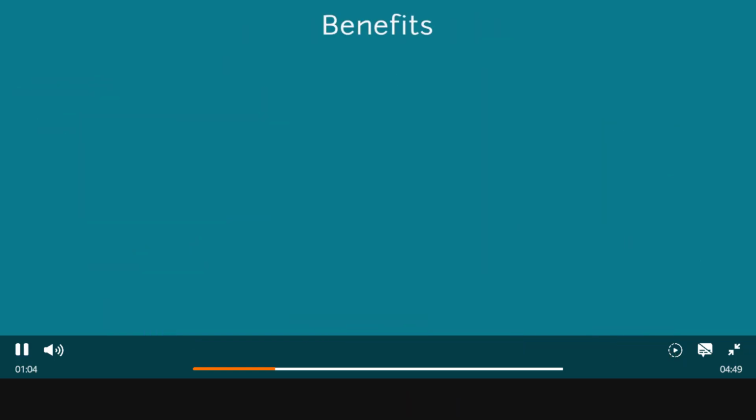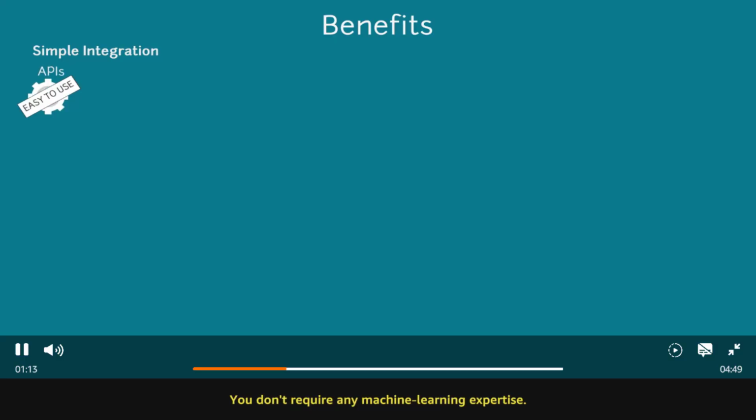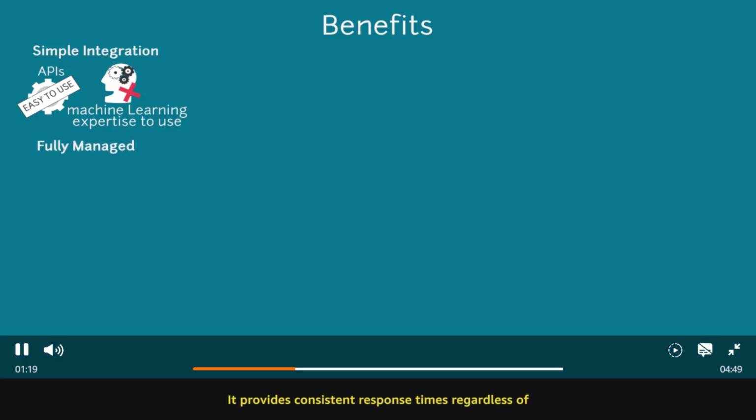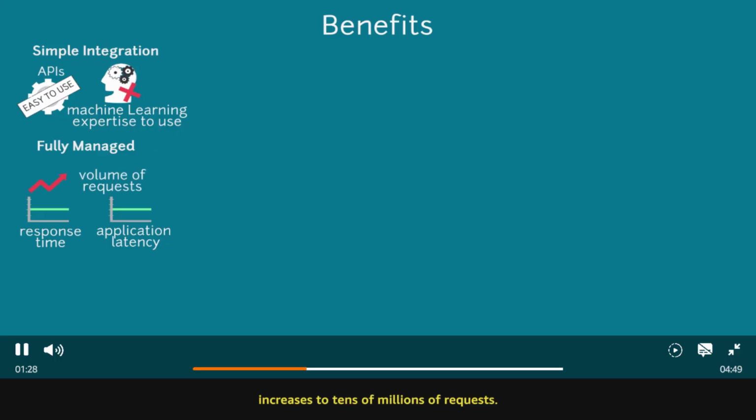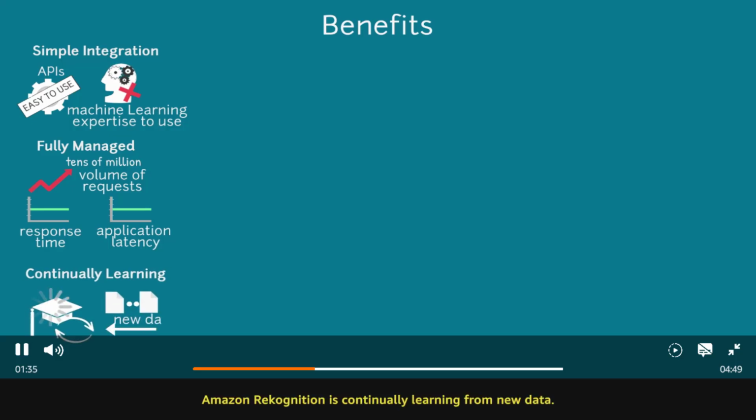Here are the key benefits. Amazon Rekognition offers simple integration. You can add visual analysis features to your application with easy-to-use APIs. You don't require any machine learning expertise to use. Amazon Rekognition is also fully managed. It provides consistent response times, regardless of the volume of requests you make. Your application latency remains consistent, even as your request volume increases to tens of millions of requests. Continually learning. Amazon Rekognition is continually learning from new data.